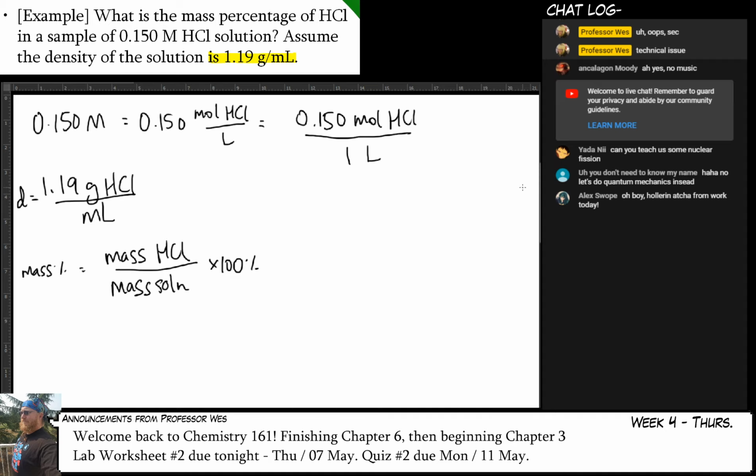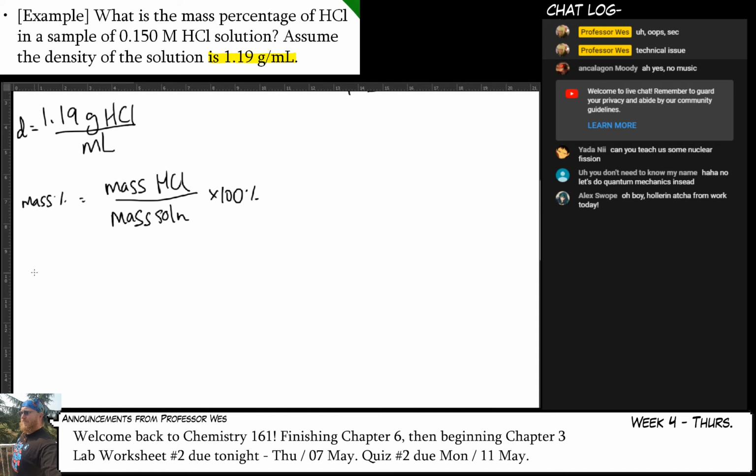So let's do this. We're going to come down a little bit. I'm going to assume that I have 1 liter of the solution. Because if I have 1 liter of the solution, then what I can do is I can say, okay, I have 1 liter, and I can times that by the density, if I turn that into milliliters.